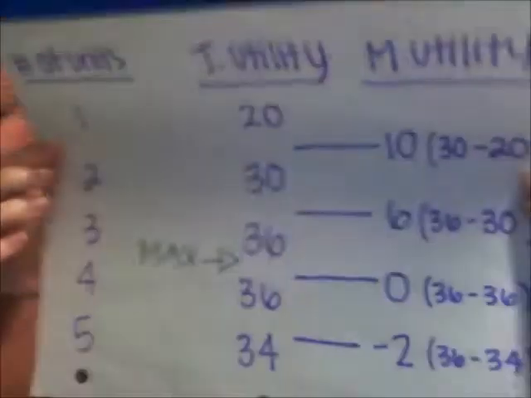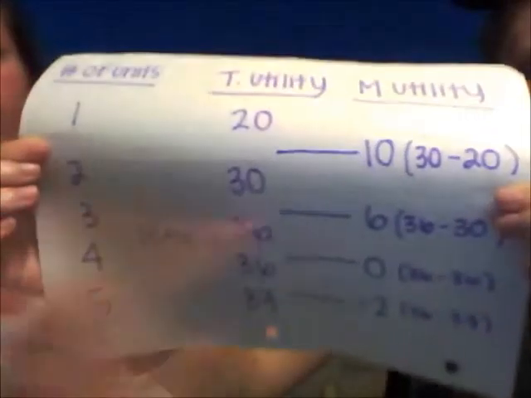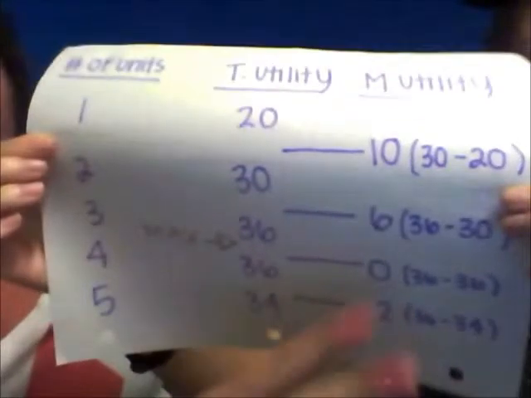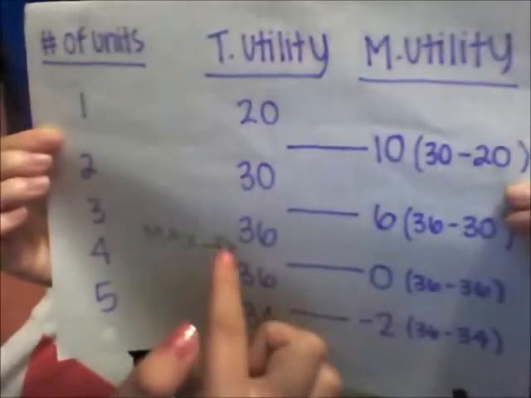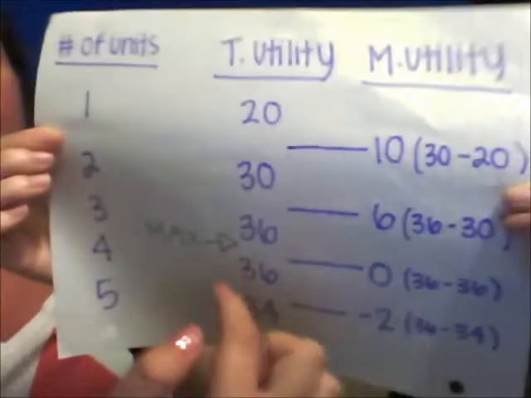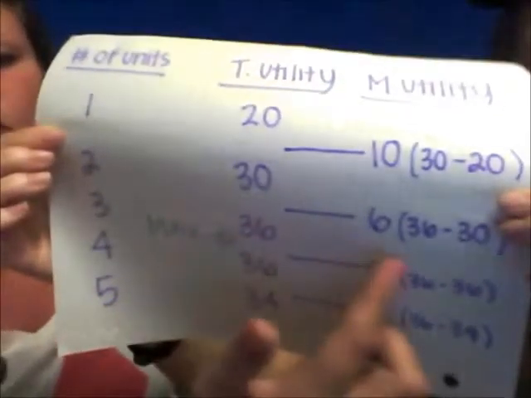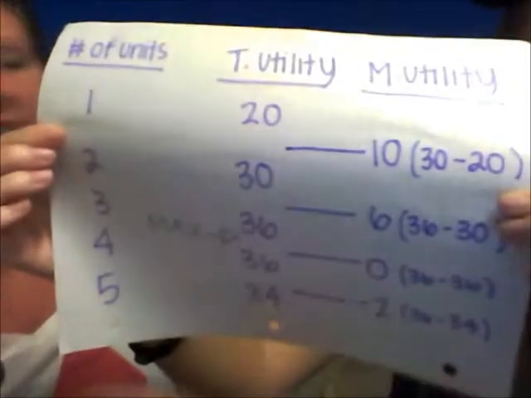Perfect. So now we have another little chart here with our marginal utility for our Tower of Terror ride. For that, we can see that total utility just keeps going up. If we ride it once, it's 20. If we ride it twice, it's 30. And 3 and 4 is the same. And we can see that there is where we have our max utility with 36, which gives us 0 marginal utility. And it starts decreasing after that.